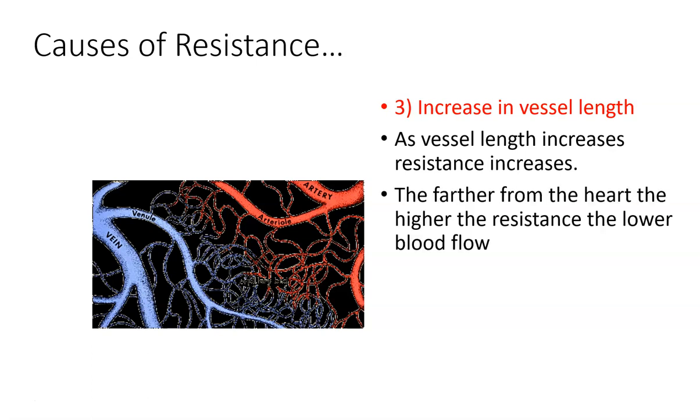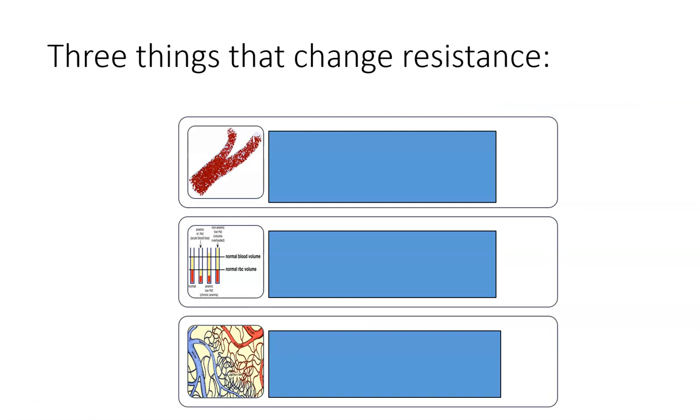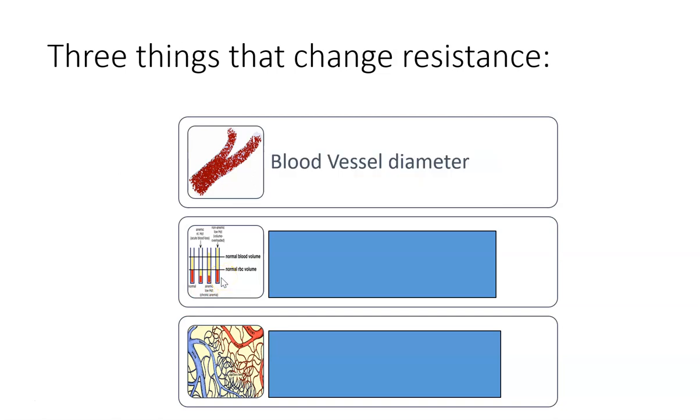So the farther from the heart, the higher the resistance, the lower the blood flow. Okay, so let's put these three concepts together, just a quick review. Blood vessel diameter: as the diameter gets smaller, the resistance goes up, the flow goes down, and the pressure goes down.